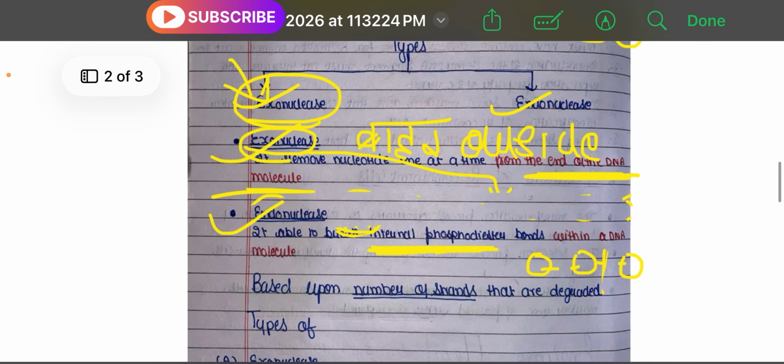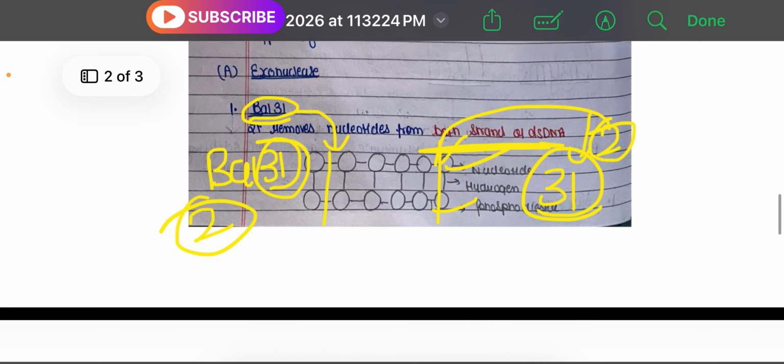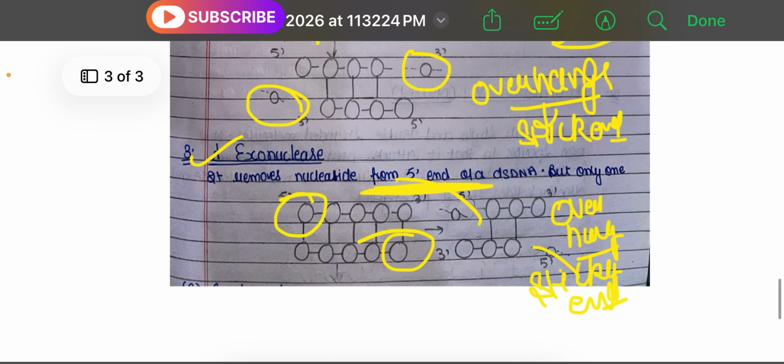सो जो एक्सोन्यूक्लियस है वो बाहर वाले एंड्स पर काम करेगा, एंडोन्यूक्लियस जो है वो अंदर वाले एंड्स पर काम करेगा. और डिफरेंट टाइप ऑफ एक्सोन्यूक्लियस आर BAL31 जो कि दोनों ही स्ट्रैंड के ऊपर काम करेगा और उसको कट कर देगा. देन एक्सोन्यूक्लियस 3 जो कि सिर्फ 3 प्राइम पर ही काम करेंगे, यहाँ पर ओवरहैंग्स बनेंगे और स्टिकी एंड्स बनेंगे. एक्सोन्यूक्लियस दैट इज द लैम्डा एक्सोन्यूक्लियस जो कि 5 प्राइम पर काम करेंगे और यहाँ पर फिर से वो ओवरहैंग्स और स्टिकी एंड्स की फॉर्मेशन करेंगे.